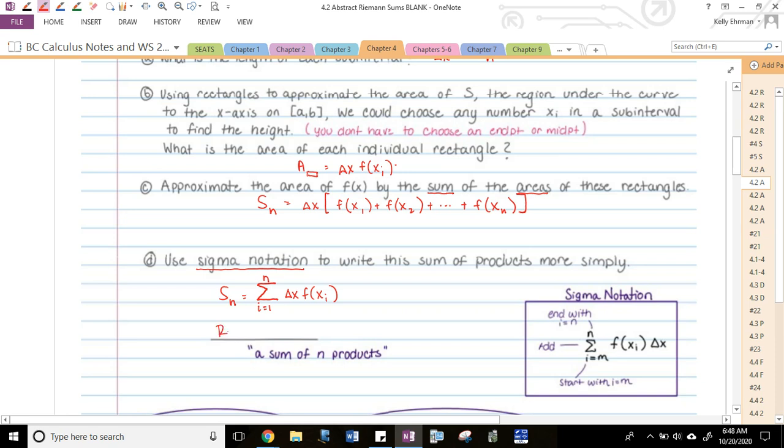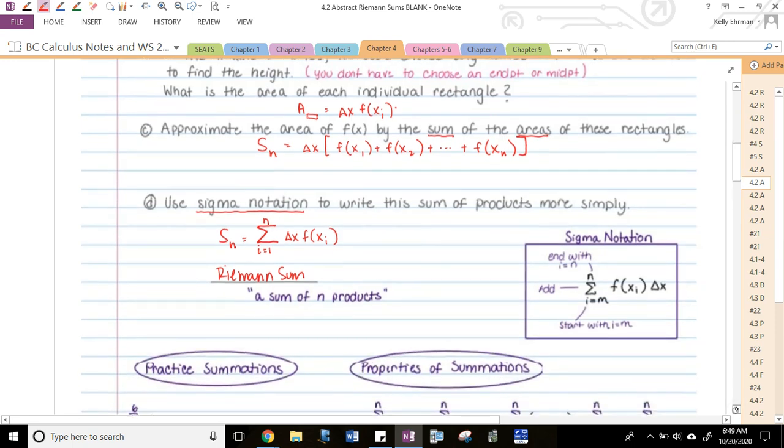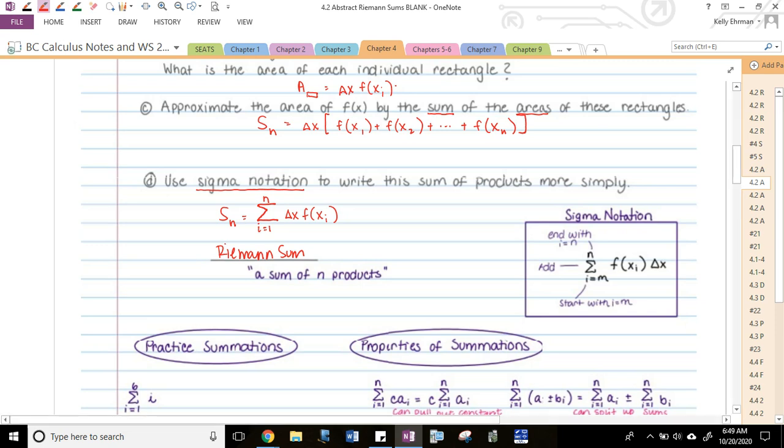And so this is our formal definition or abstract definition of a Riemann sum. A sum of n products. So again, sigma notation over here in this box. Sigma means to add all of these separate terms. I put the delta x first. You can see it's written differently here. That doesn't matter. Start with i equals m. In this case, I wrote i equals 1. We may be given a different starting point. And then end with n.